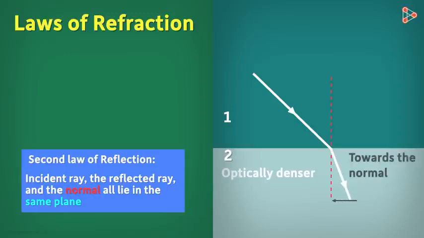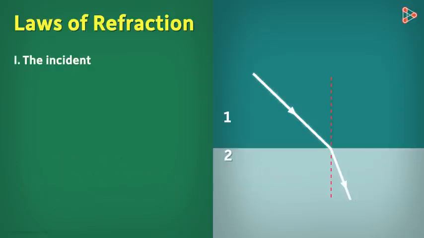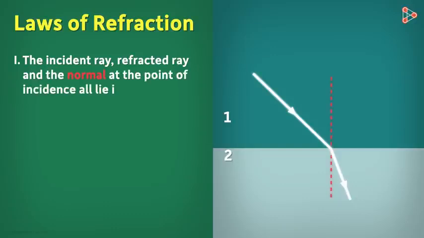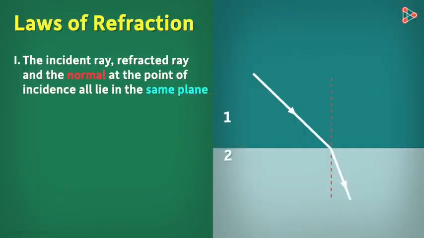The first law of refraction says that the incident ray, refracted ray and the normal at the point of incidence all lie in the same plane. It means that if I were to draw this on a piece of paper, they all will be on the plane of paper and not out of the paper. What about the second law?